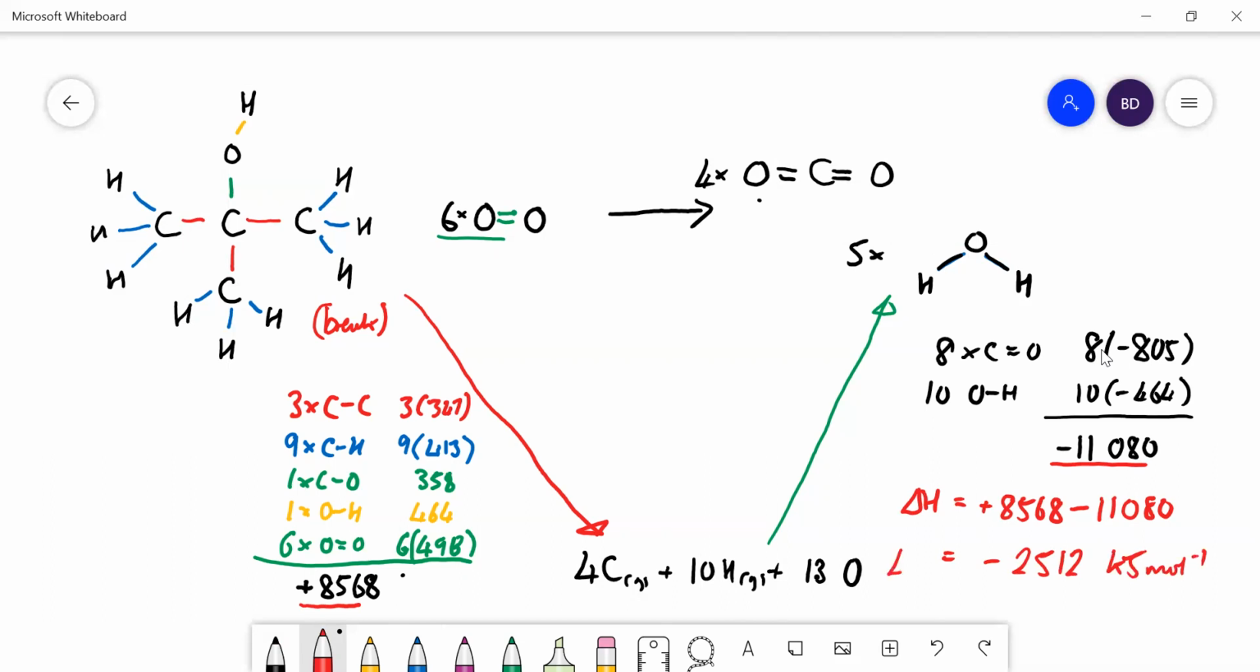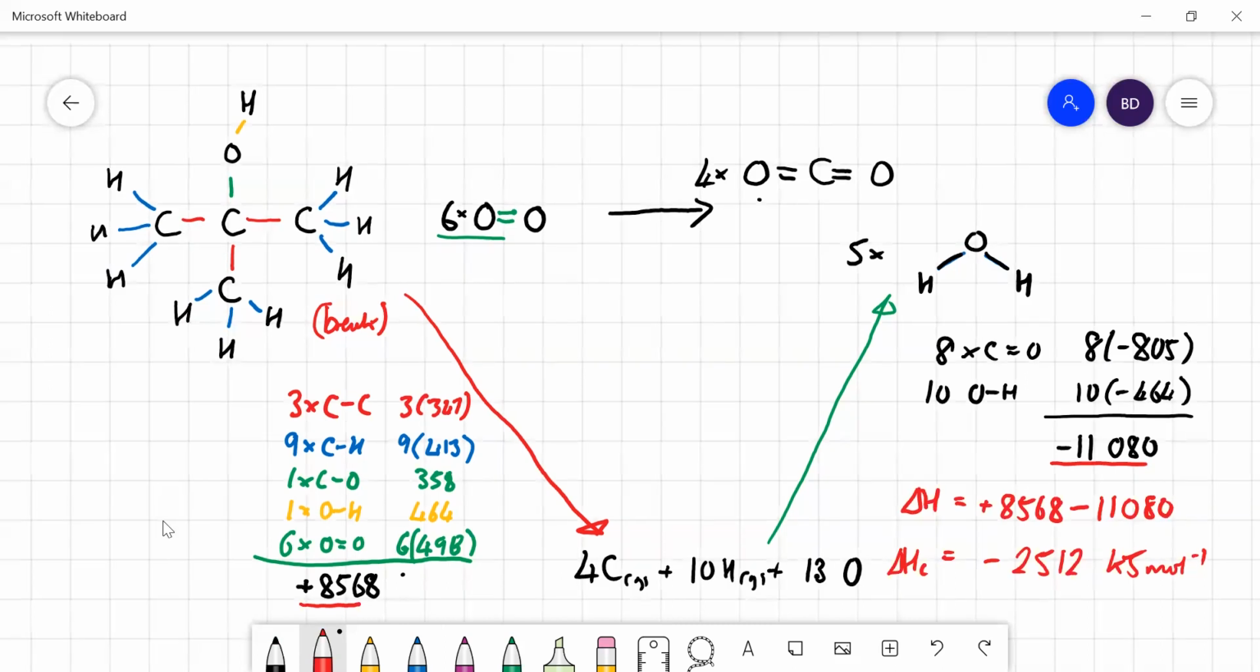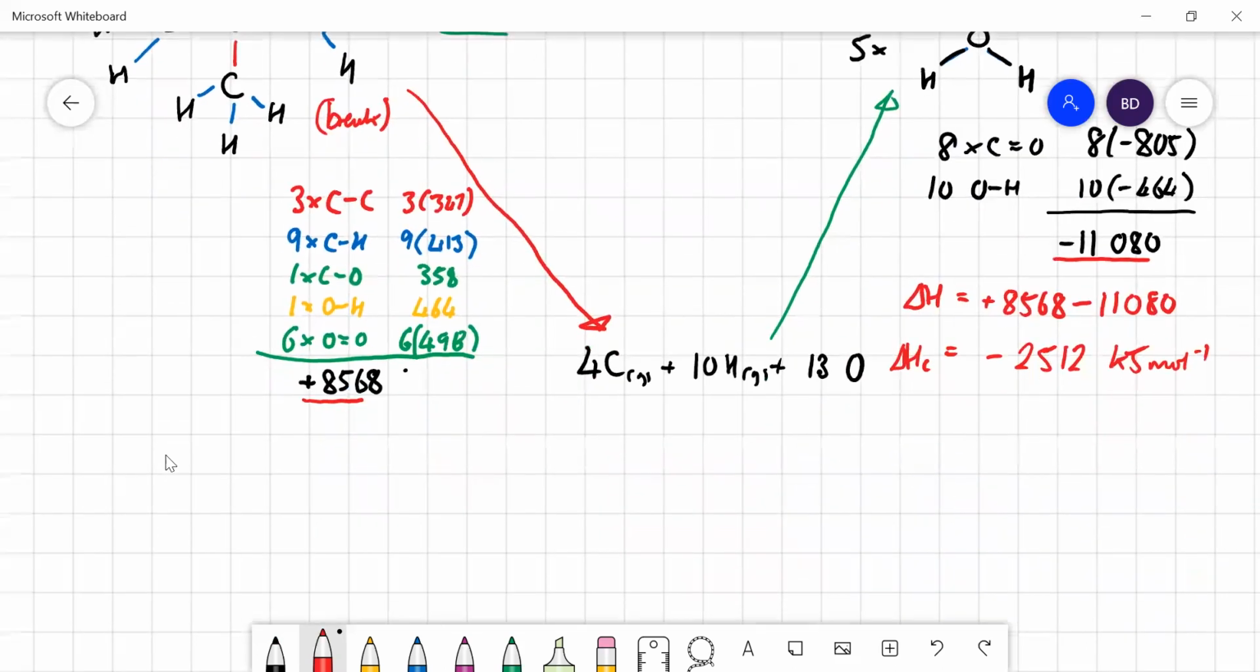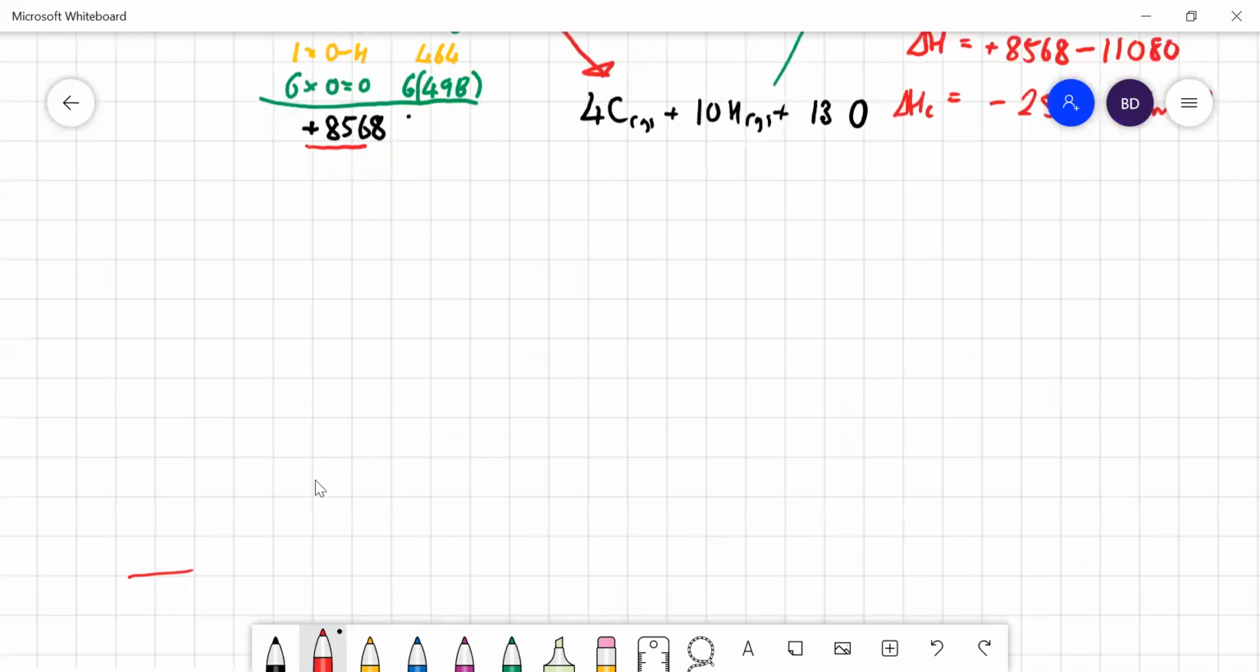That's delta HC, the enthalpy of combustion. Okay, it's pretty straightforward, but a lot of opportunity for making sort of careless errors there and getting the wrong answer. So important to show your working out. Right.